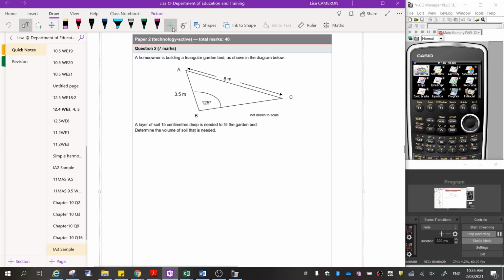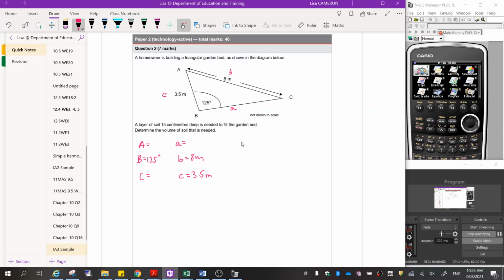If this is capital B, then this is little b. If this is capital A, then that's little a. And if this is capital C, then that is little c. Now over here, I'm just going to state what I have. A, we're not sure of. B, we know is 125 degrees. C, we're not sure of. Little a, we're not sure of. Little b is 8 metres. And little c is 3.5 metres.